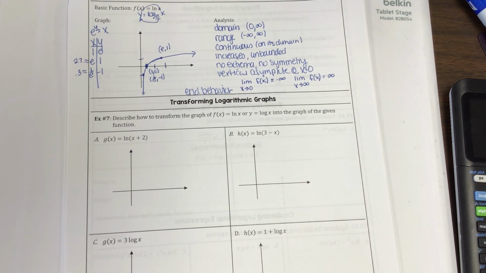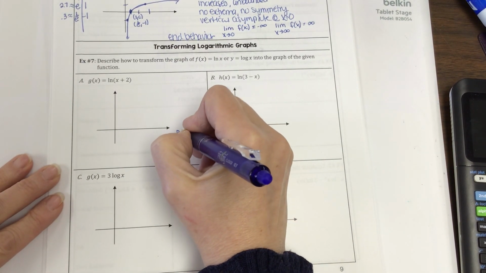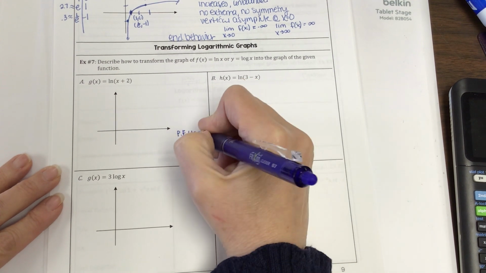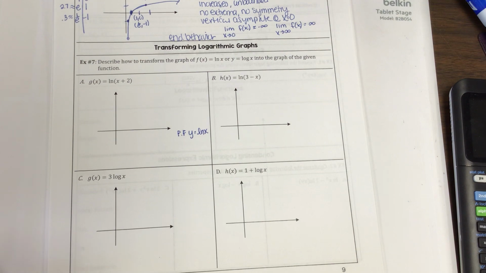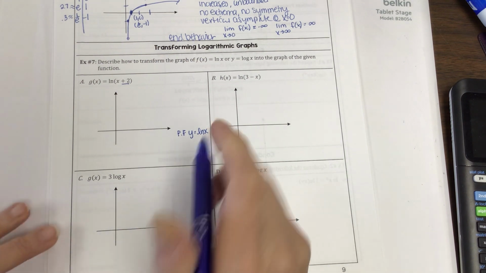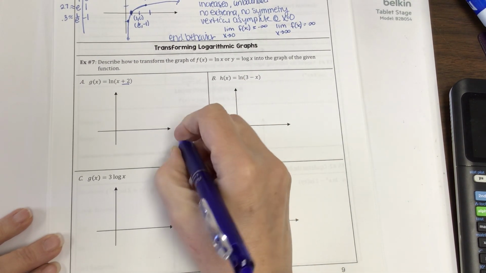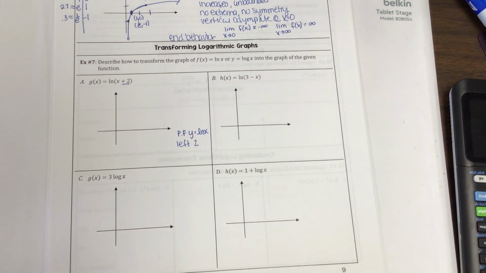Okay. It says describe how to transform the graph of f(x) equals natural log of x, or y equals log base 10 of x, into the graph of the given function. So first of all, our parent function here would be what? Y equals natural log of x, yes? So what does this plus 2 inside tell us? Yep, it's going to go left 2. Remember your transformations from the last unit, yes?